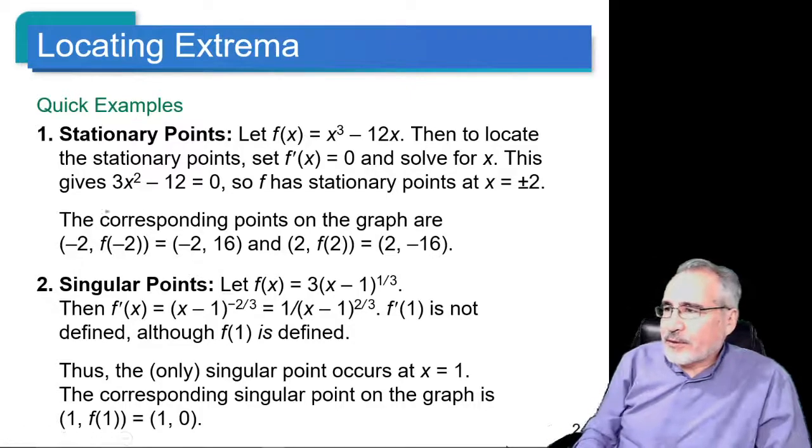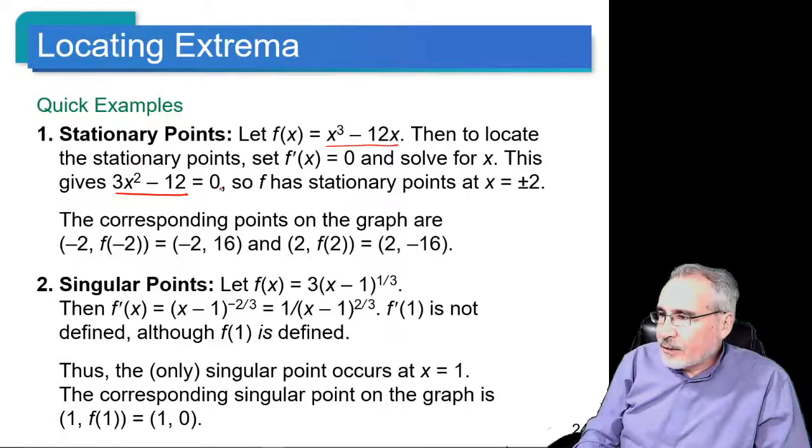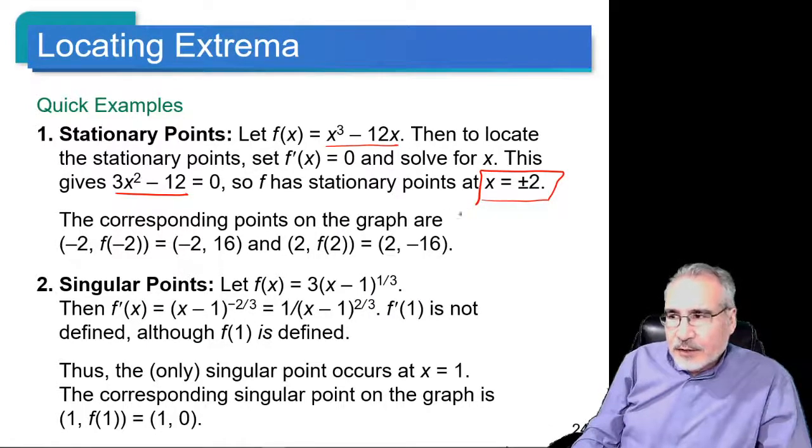And so a couple examples. Notice here is a cubic. You can take the derivative. The derivative of x cubed minus 12x is right here. Set it equal to 0, and if you solve for x, you'll get that x is plus or minus 2. So we've got critical points at plus or minus 2. Take that plus or minus 2, plug it back into the original function. Negative 2 plugged into the original function gives us negative 2, 16. Positive 2 plugged into the original function gives us 2, negative 16.